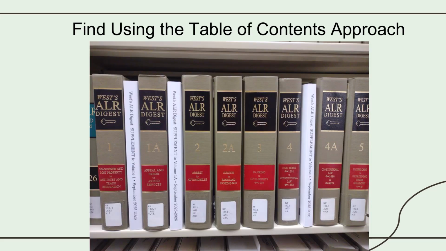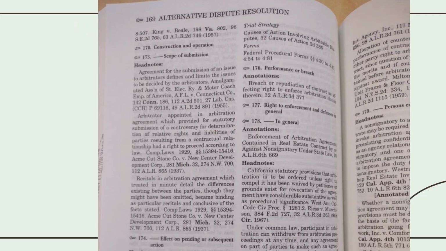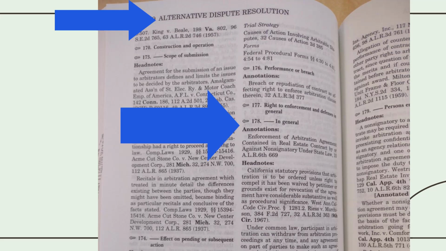You can do a table of contents approach by using the West ALR Digest. Unfortunately, we don't have it here in print anymore. But if you're in some other library, they may have it. It's very easy to use the ALR Digest. It is based on the West key number system. So if you know the topic name and key number, you can use the ALR Digest to find any annotations on that point of law. Here, for example, if your topic is alternative dispute resolution and your key number is 178, you can turn to that topic and that key number, and here you'll see there's one annotation listed under that key number.